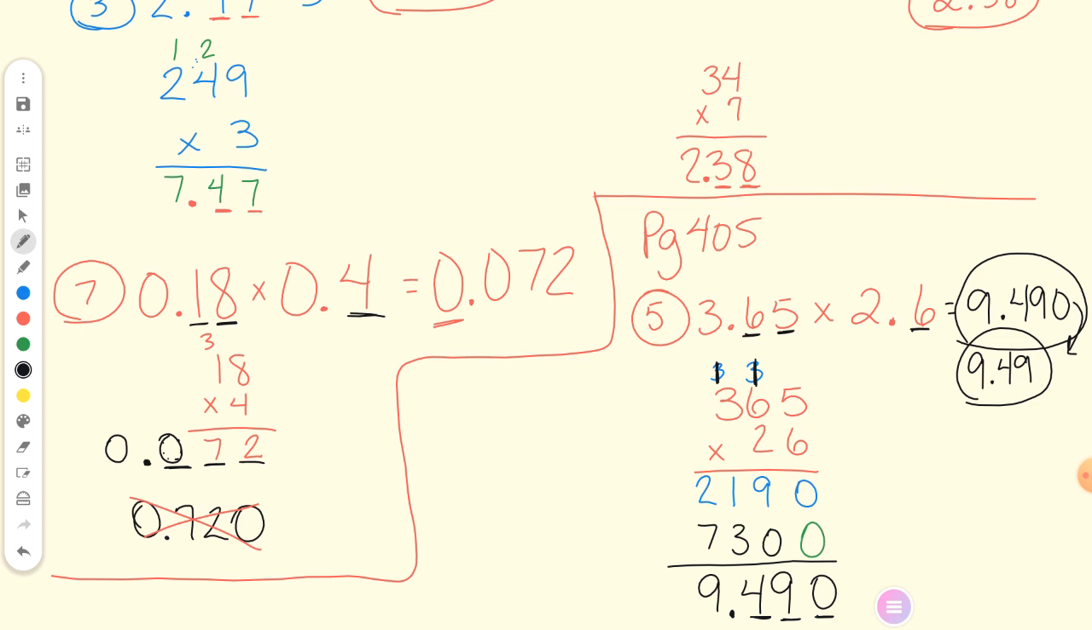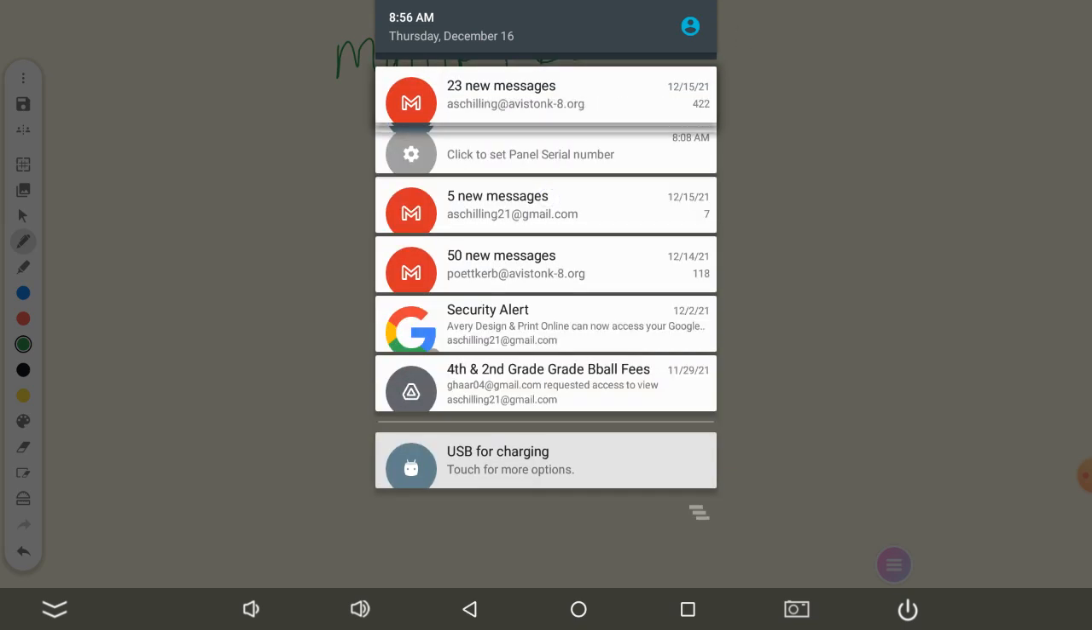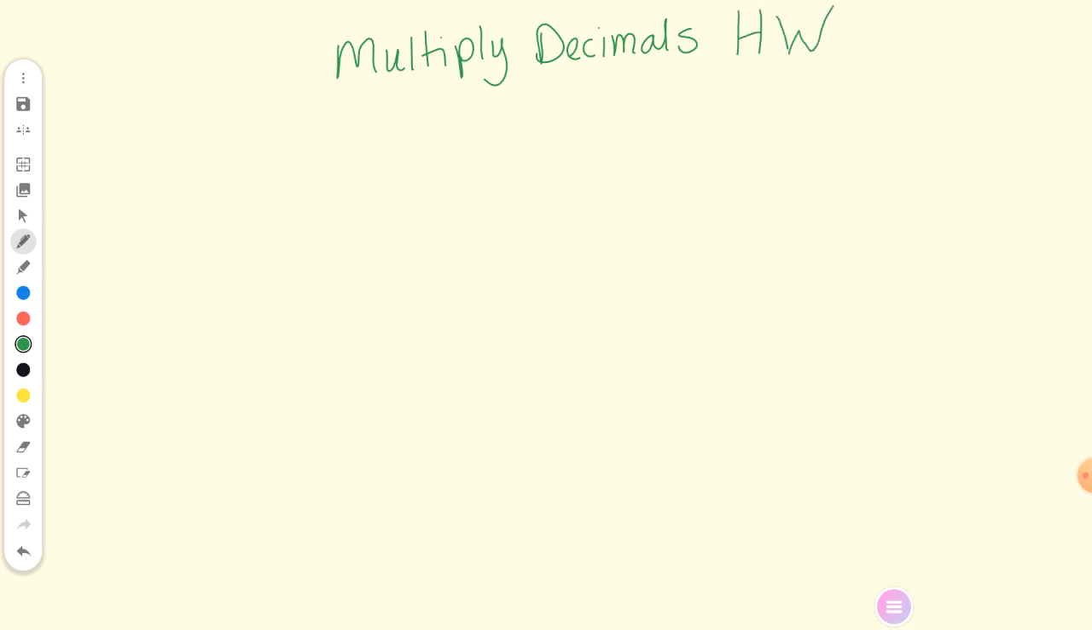You may either use this piece of loose leaf or get out a new one. But I want you to go ahead and get out a piece of paper. We're going to title it so you'll know what you're doing for homework. And you'll have the last 20 minutes to work. Title it Multiply Decimal Homework. I don't know if you'll have enough room. Just get a new piece.